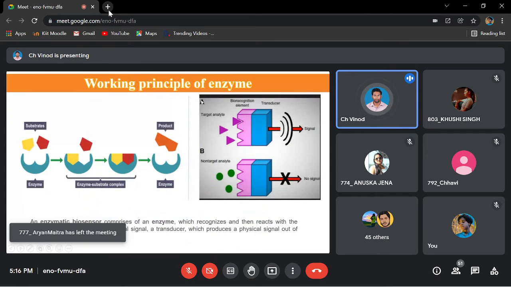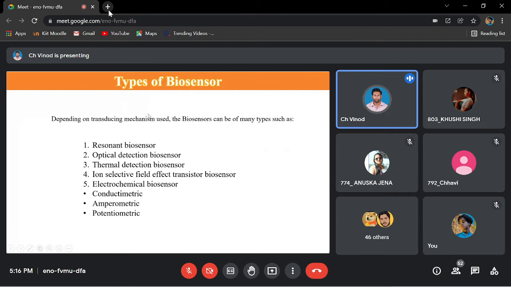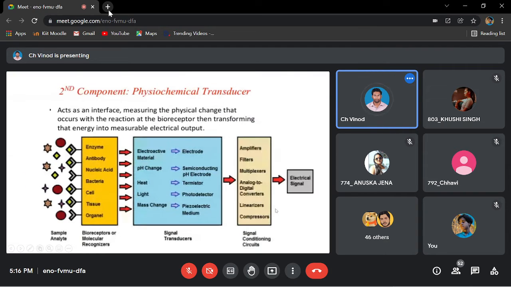Okay, so working principle, as I said earlier, most biological phenomena do require an enzyme, so the enzyme working principle does apply here also. Now let's look at the types of biosensors that we have. We have 5 different types of biosensors based on the transducer component.